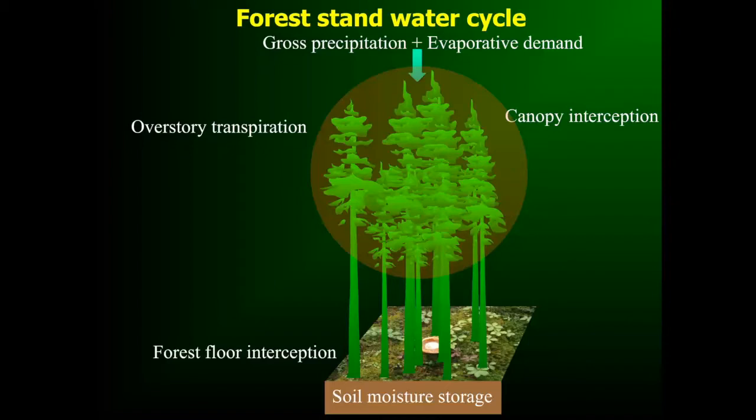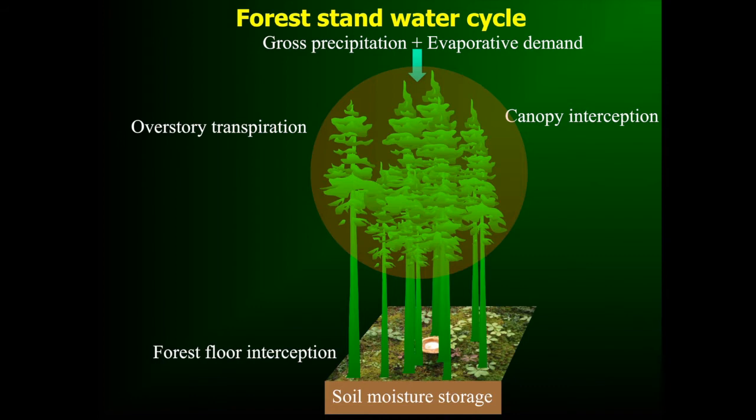So we have a rain, where the rain is going to reach first some components of the forest: the canopy, leaves, branches, trunks, and the forest floor as well. So part of the water being stored and subsequently lost in terms of evaporation is going to be known here as both canopy interception and forest floor interception.